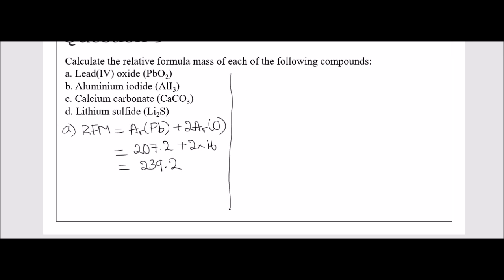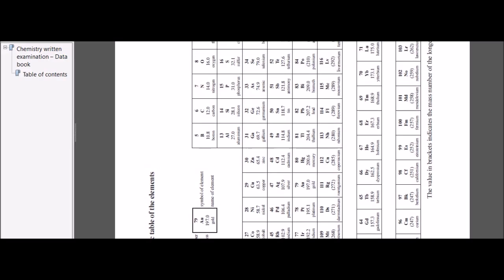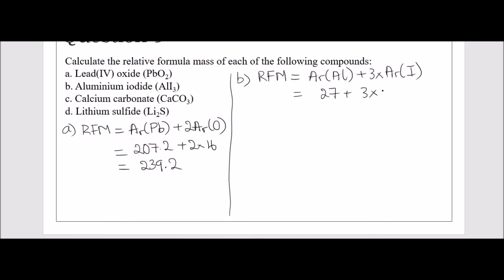Moving on to part B, aluminium iodide. So RFM is the relative atomic mass of aluminium, followed by 3 times the relative atomic mass of iodine. So we have 27 plus 3. Now I will not even pretend to know what iodine is, because I don't think I ever remember. 126.9. Let's see. Maybe in the future I will. We'll see how long this will last. Probably not going to remember.